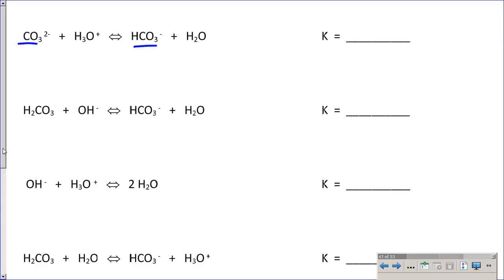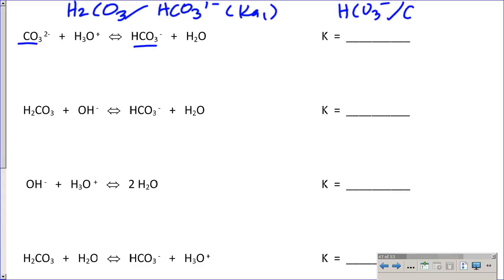Notice all these are carbonic acid except for this one. So carbonic acid will be H2CO3 and HCO3 1 minus. That will be the Ka1 of it, yeah? That pairing of ions. I know that's not an ion, but I'm going to say ion, okay? And then the second pairing will be bicarbonate and then carbonate. And that will be a Ka2 related equation, okay?